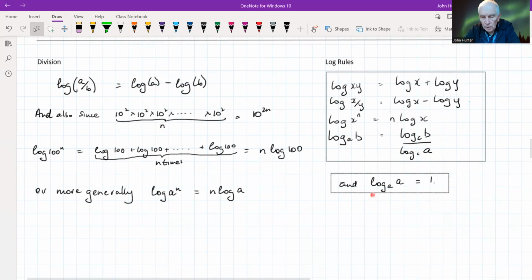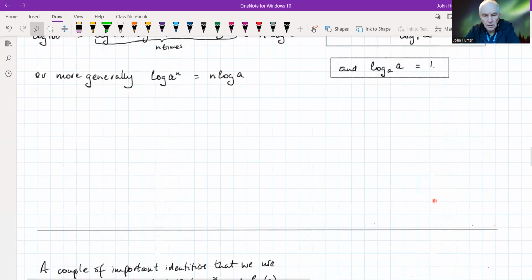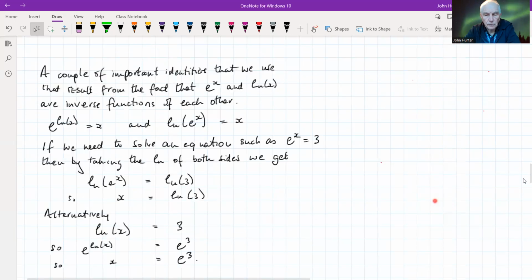Now, another outcome from all this is this particular identity. If we're taking the log of a to the base a, then that is 1. And that one is going to come up all the time. Again, that's just a consequence of all these other ones.